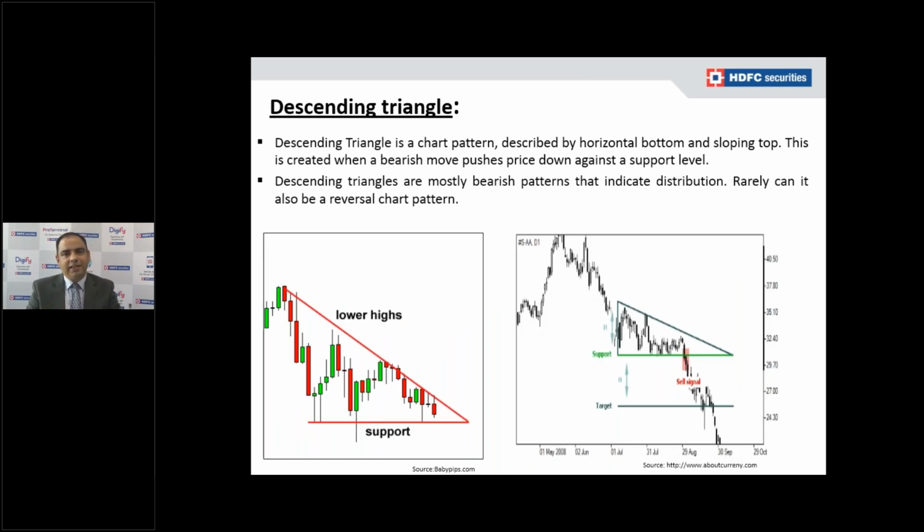Vice versa, the opposite is the descending triangle. Normally a descending triangle forms during a downtrend. When a downtrend is established, the price forms support. Multiple times it forms the support, but it creates energy on the negative side. You can see it in the left chart. First I will discuss the descending triangle, a clear chart pattern described by a horizontal bottom and a sloping high, created when the bearish move pushes the prices down against the support level. Descending triangles are mostly bearish patterns and indicate distribution. Sometimes it also shows a reversal pattern.